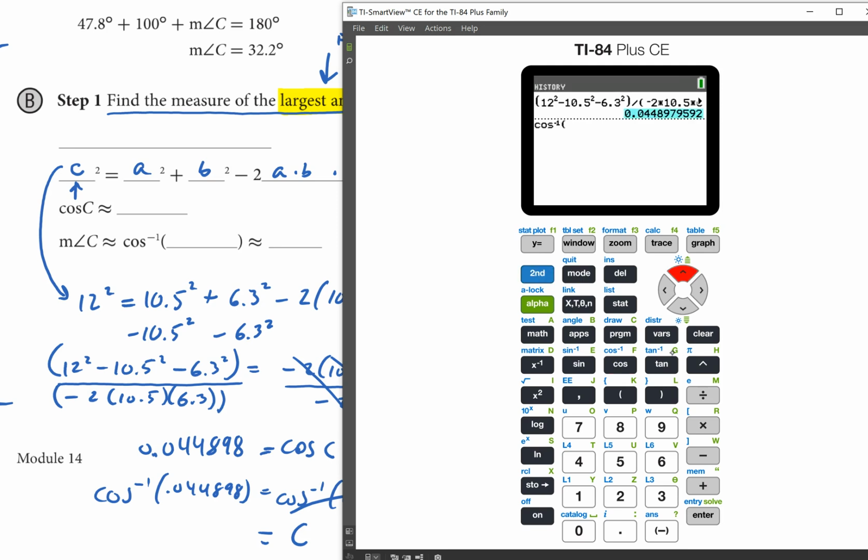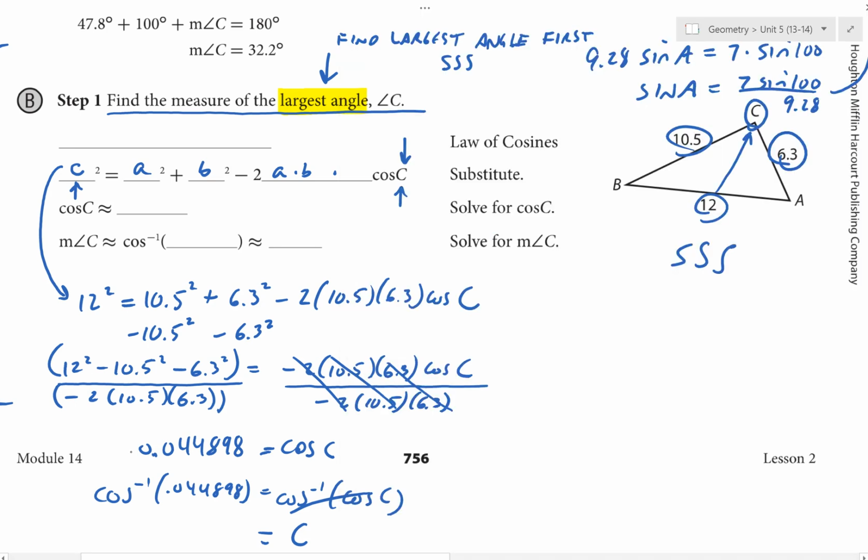of that previous answer that we got, is 87.4 degrees. Are you getting the same result? 87.4 degrees. Okay, so now we know angle C. This is 87.4 degrees.